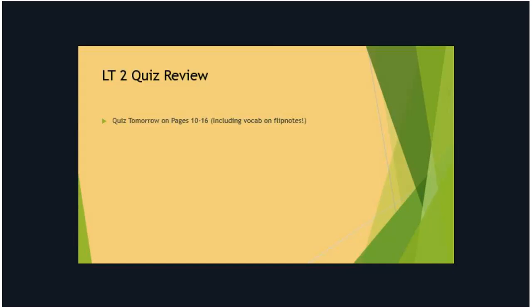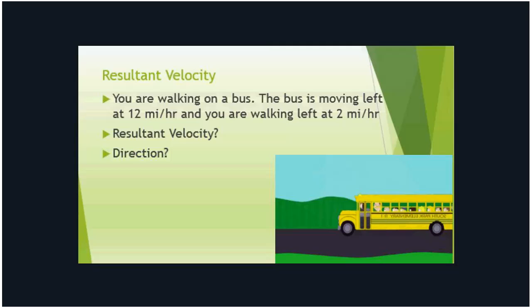All right, moving on to Learning Target 2 quiz. So this is resultant velocity. Resultant velocity, when you do these problems, if they're going in the same direction, you need to add the two numbers. If they're going opposite direction, you need to subtract.